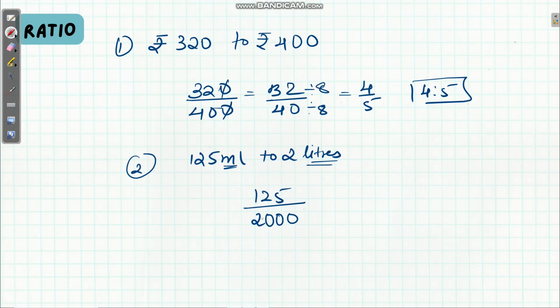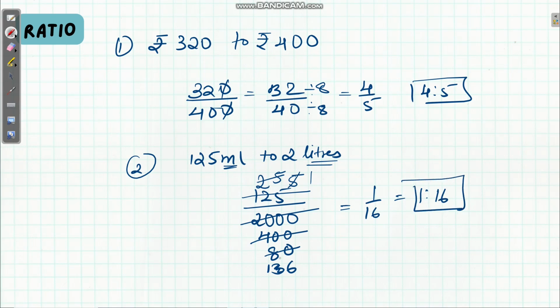Now can I take a number which will divide both the numbers? I can start with the number 5. Yes, so let's take 5 if you want. 5 fours are 20, so these two zeros over here. 5 twos are 10 and 25. Again you can divide by 5. This is 8s are 80 and 5s are 25. Again you can divide by 5. 5 ones are 5, 5 threes are 15, and 5 sixteens are 80. So you'll get 1 upon 16. So your ratio will be 1 is to 16. This is your answer.